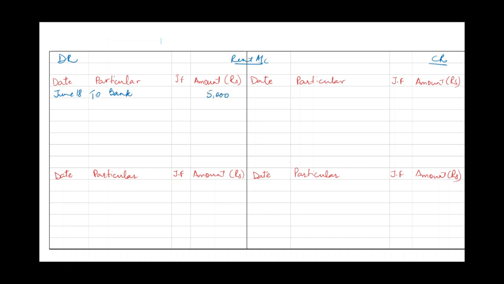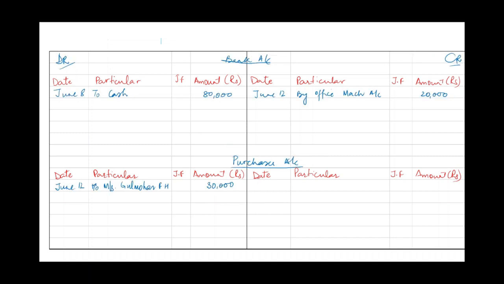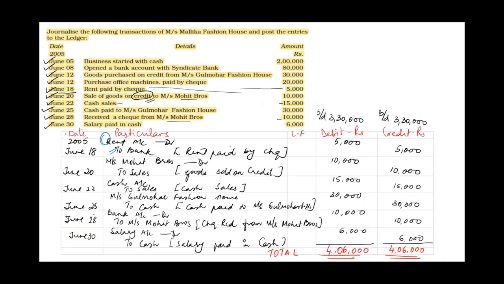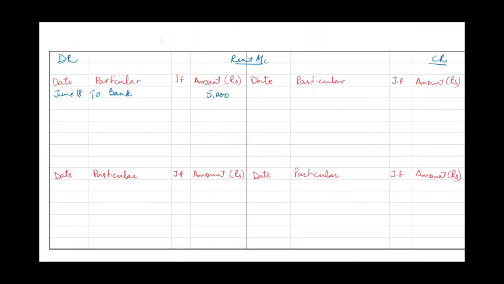Now this is affecting my bank, so I'll go back to my bank and I will say June 18th by rent. By rent it is 5,000. Okay, then I go to the next one. This one is done. Mrs. Mohit brothers to sales. That means I have sold on credit to Mrs. Mohit brothers. So I have to open two account heads. One is Mrs. Mohit brothers, the other is sales. So let me open two account heads fast.